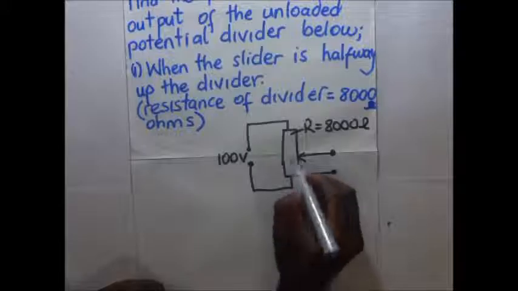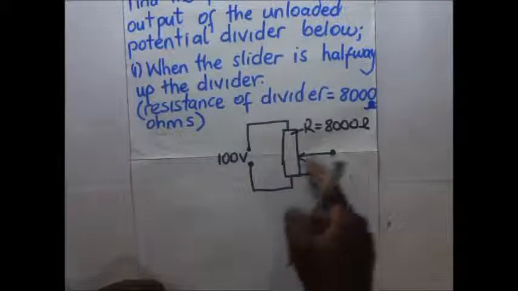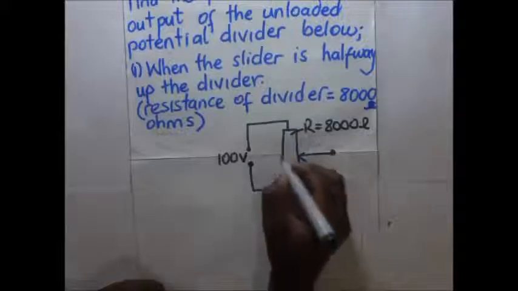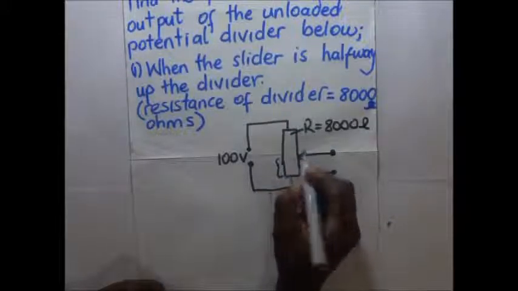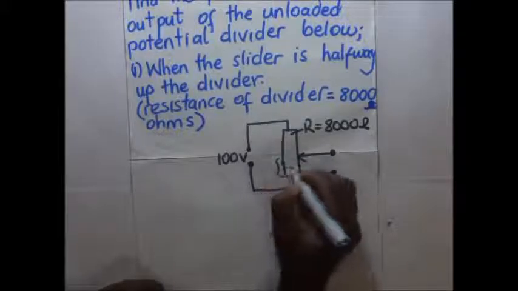This is the slider. If this whole thing is 8,000 ohms and the slider is halfway up, it means that this part will be 4,000 ohms.